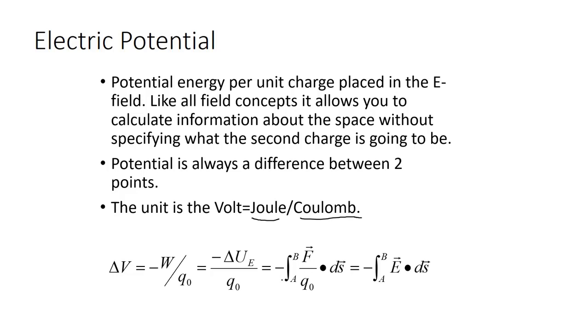It is equal to the negative of the work done per charge, and the force, being Q E, allows our Q naughts to cancel and gives us the very familiar form: negative integral from a to b of E dot ds. Very easy to lose track of this negative sign, and very important that you don't.